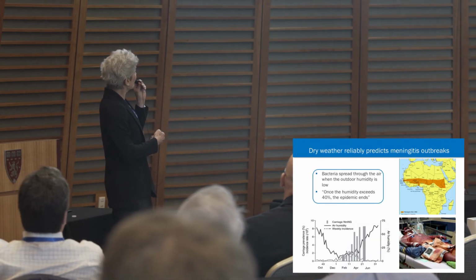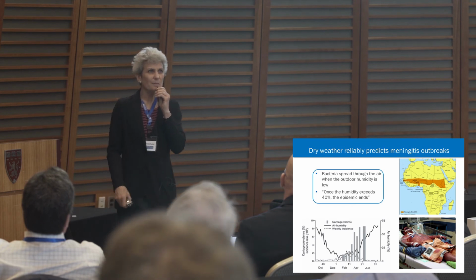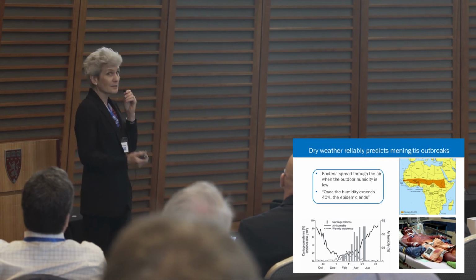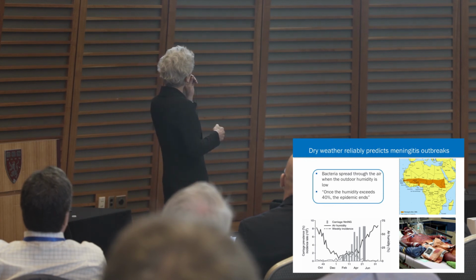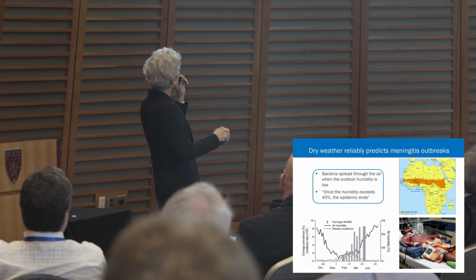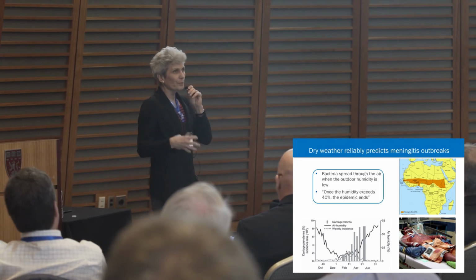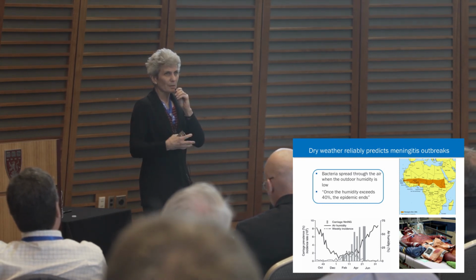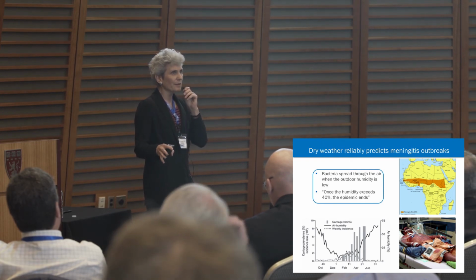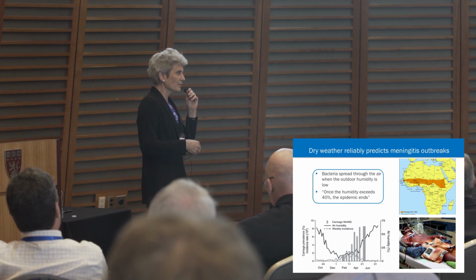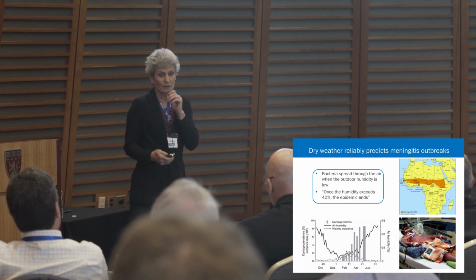I'm going to skip along because, so this is the meningitis belt in Africa. This is the same Neisseria meningitidis that Dr. Goldman spoke about. So there's this belt in Africa called the meningitis belt. And when the dry weather comes, they have meningitis outbreaks. And it's so predictable, they actually time the delivery of their medical supplies by the weather forecast.